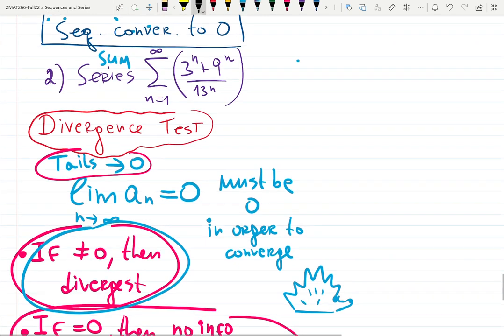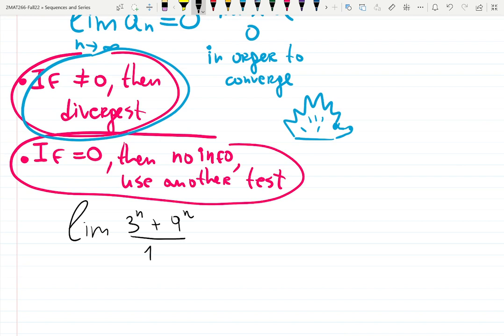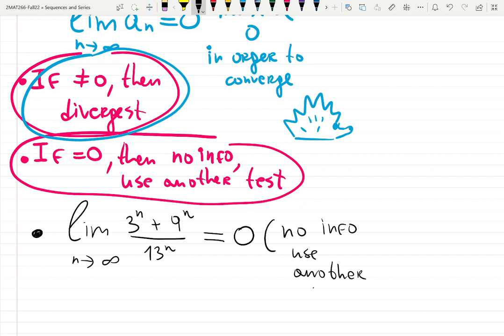Let's check. All of this theory was just to check what we're doing with our series. I'm taking the limit again of the thing I just found, 3 to the n and 9 to the n, all over 13 to the n. And I'm checking the divergence test first. It is still 0, so not enough information. Use another test.